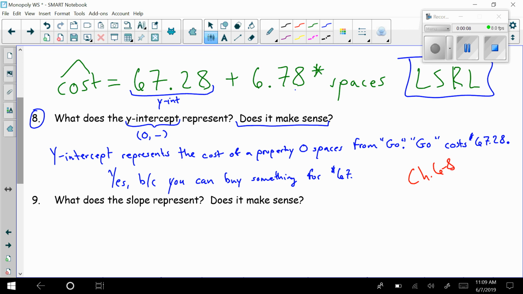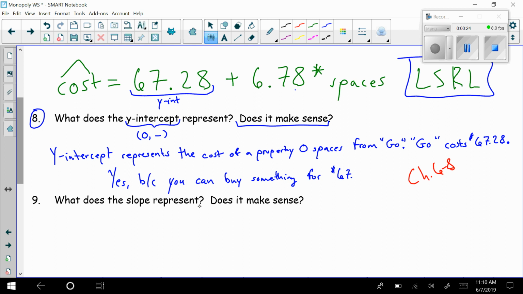Okay, still on the Monopoly example. I've gone through 8 examples already. If you are just now joining us, you need to go back to the first video and at least look at the data so you have a sense of what we're talking about here. We're moving on to example number 9.